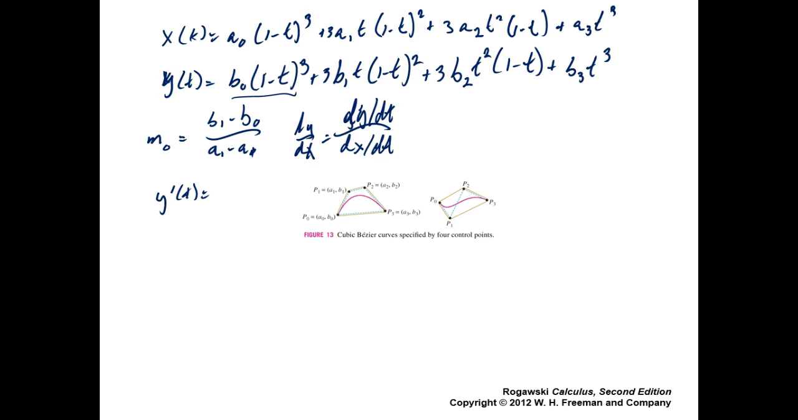So B is a variable. No, b is a constant. Yeah, t is the variable. That's why it's dy dt.